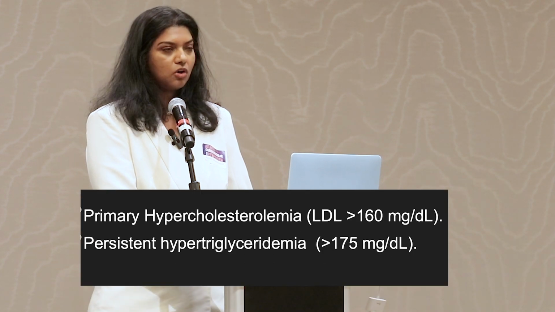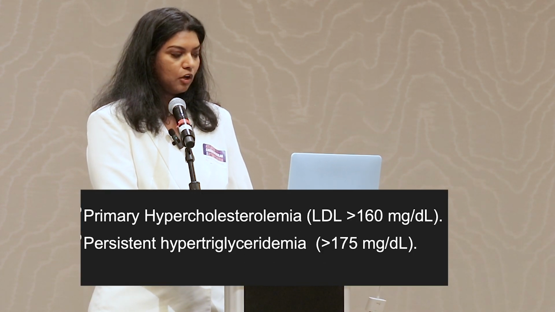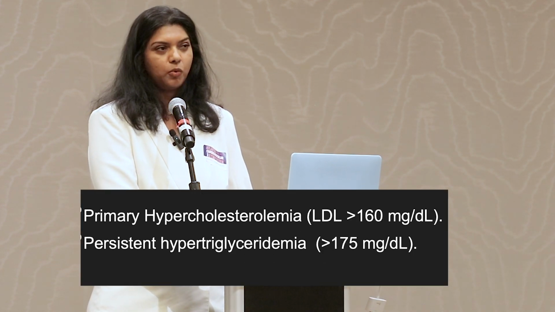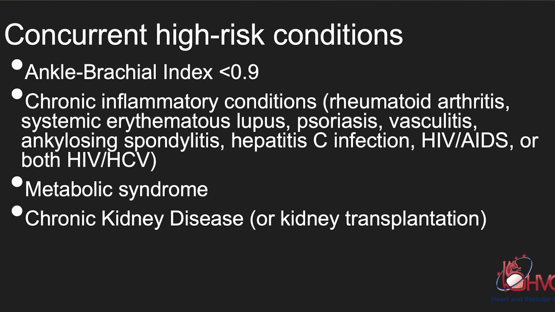A LDL greater than 160 or persistent hypertriglyceridemia should also point you towards an underlying risk factor. Again, concurrent high-risk conditions like an ankle-brachial index less than 0.9 and chronic inflammatory conditions such as rheumatoid arthritis, lupus, vasculitis, and also some infectious diseases such as hepatitis C and HIV can also add to your risk assessment of the patient, as well as metabolic disease and chronic kidney disease or history of kidney transplantation.